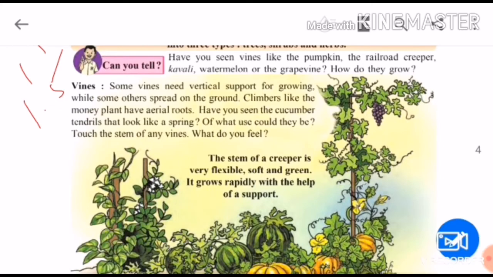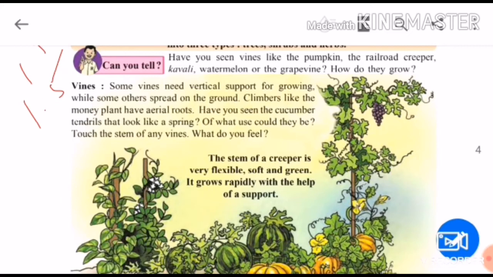Children, have you seen the vines like the pumpkin, the railroad creeper, guava, watermelon or grapevine? How do they grow? Just observe these vines, children. Vines either grow on the ground, or they need a support to grow. Why? Because their fruits are very heavy. Understood? They either grow on the ground only, or they need a support to grow.